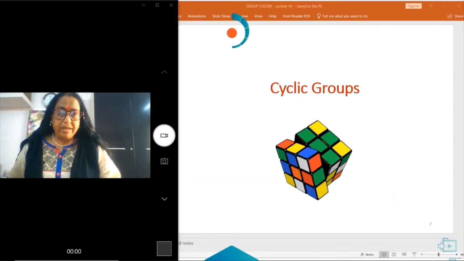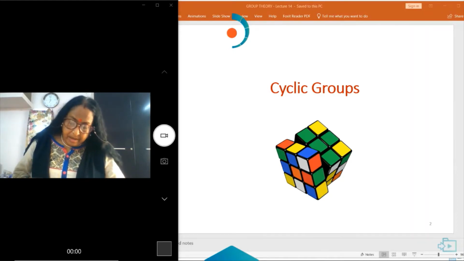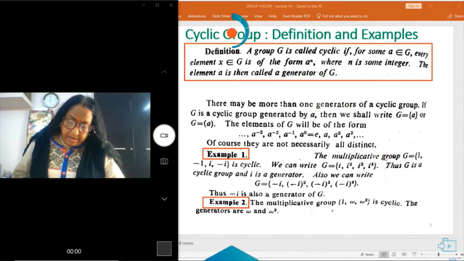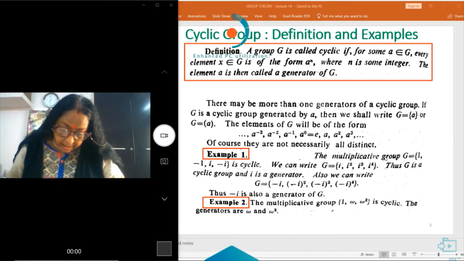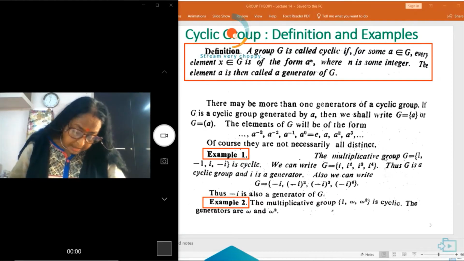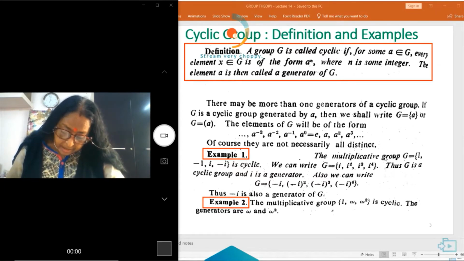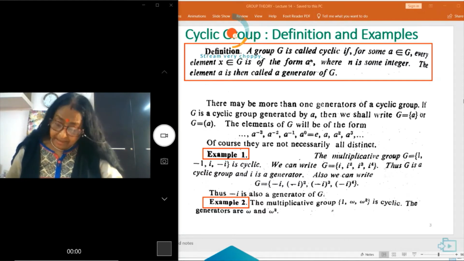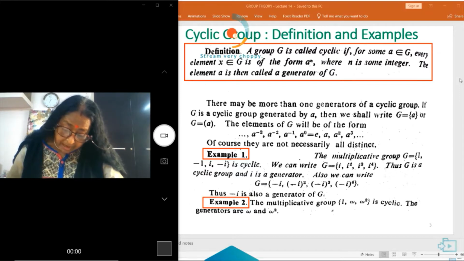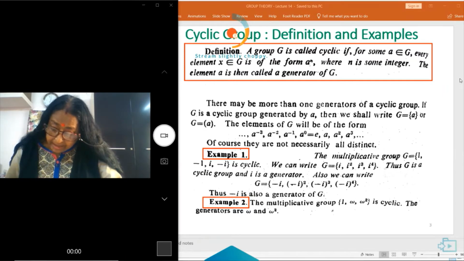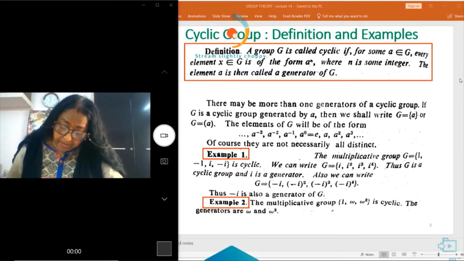Today we will study the cyclic group. Definition: A group G is called cyclic if for some a belongs to G, every element x belonging to G is of the form a to the power n, where n is some integer. That is, every element x in G is of the form a to the power n. The element a is then called a generator of G.